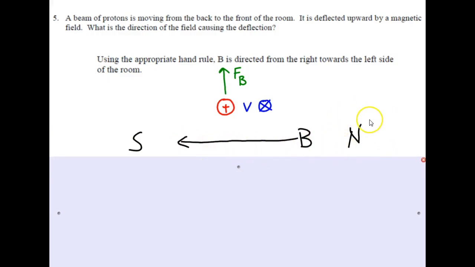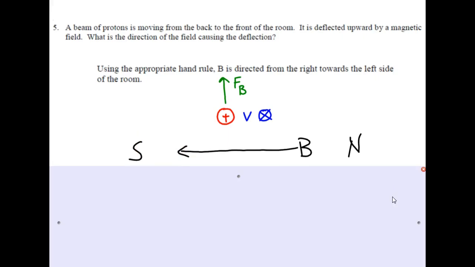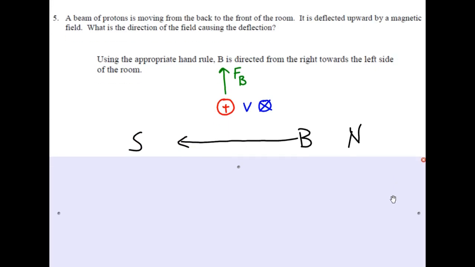And this indicates that the north pole creating the magnetism must be on the right side of the room, and the south pole creating the magnetism has to be on the left side of the room, so that the magnetic field goes away from the north towards the south, from right to left. If you don't understand this, make sure you ask in class tomorrow.